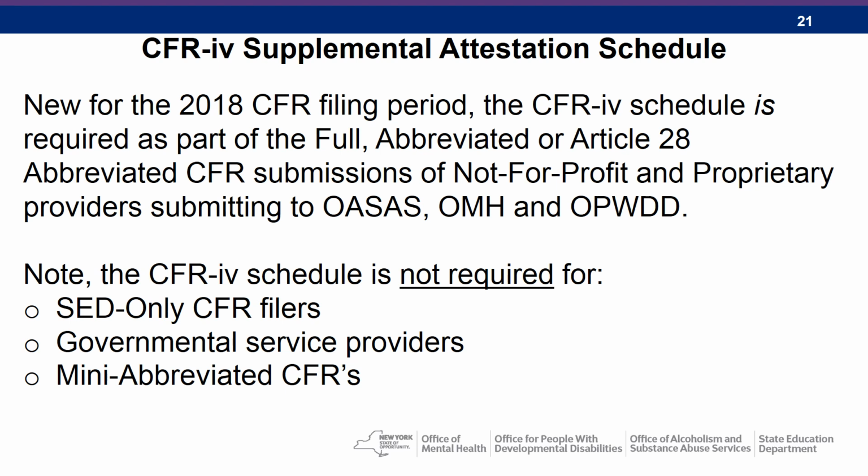The CFR-iv is new for the 2018 CFR filing period. This schedule is required as part of full, abbreviated, or Article 28 abbreviated CFR submissions of not-for-profit and proprietary providers submitting to OASAS, OMH, and OPWDD. Note, the CFR-iv schedule is not required for SED-only providers, government service providers, and many abbreviated CFRs.